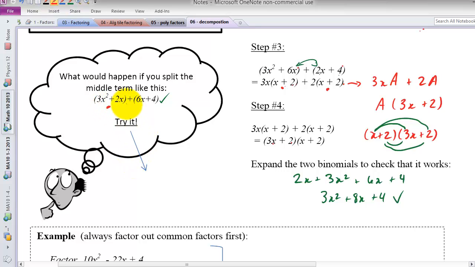3x squared plus 2x, what's the common factor there? I have an x, so that's x times 3x plus 2. And in this one I can factor out a 2, so that's 2 times 3x plus 2 there. And there we have one common factor, 3x plus 2, and the other factor is x plus 2. It's the same thing. So either way you get the same answer.